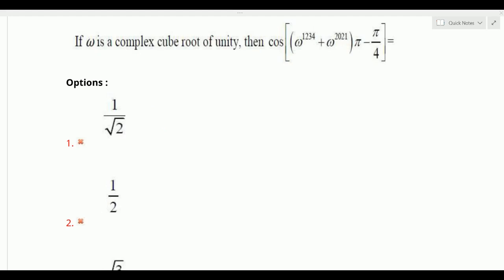Look at this question. What is given? If omega is a complex cube root of unity, then cos of omega power 1234 plus omega power 2021, pi minus pi by 4. Simple. I have done many such questions and they can be done very easily. First of all we have to take the simplification of omega power, so what is the omega power?